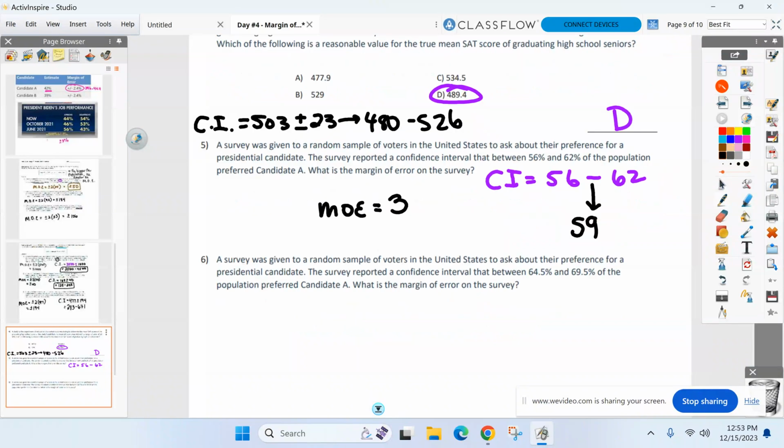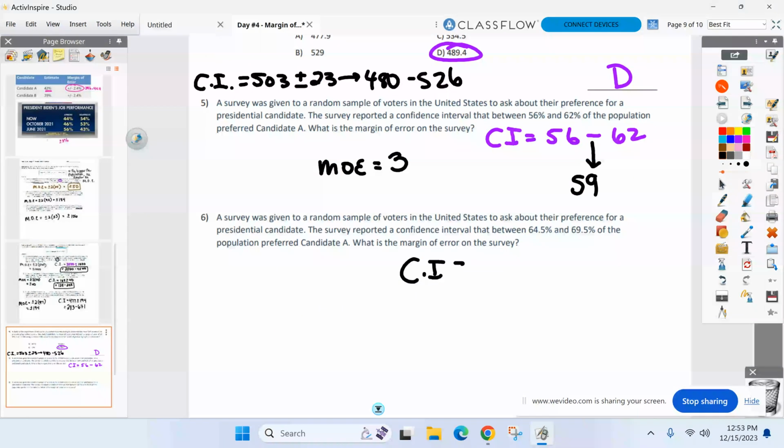And then number 6, now my confidence interval is 64 and a half to 69 and a half. You can find what's in the middle and figure it out, or cut how far apart they are in half. Again, not looking for the mean here. I don't want a number in the 60s. Just looking for that margin of error. What am I off by?